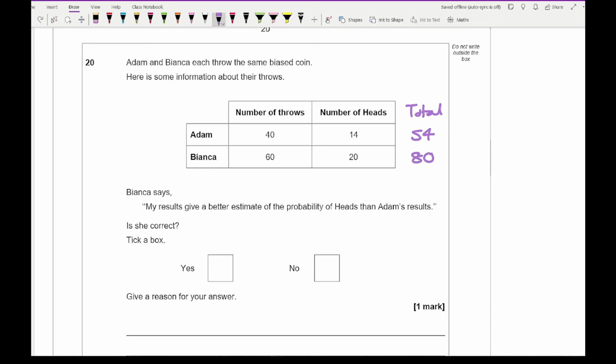So then the question's asking, who's going to give a better result? Well, you get better results from doing it more times. So Bianca's results will be more accurate because she threw the coin more times than Adam.